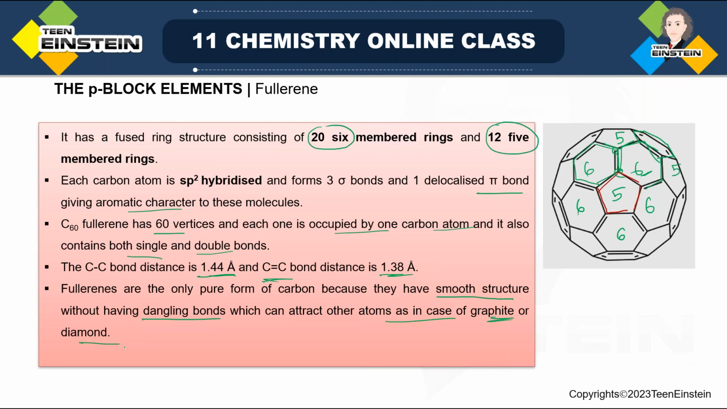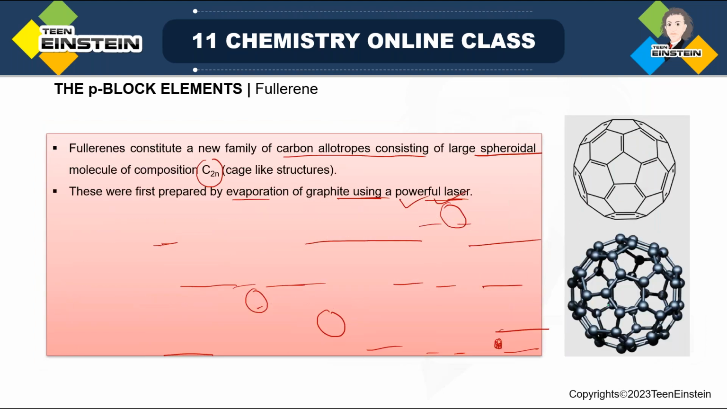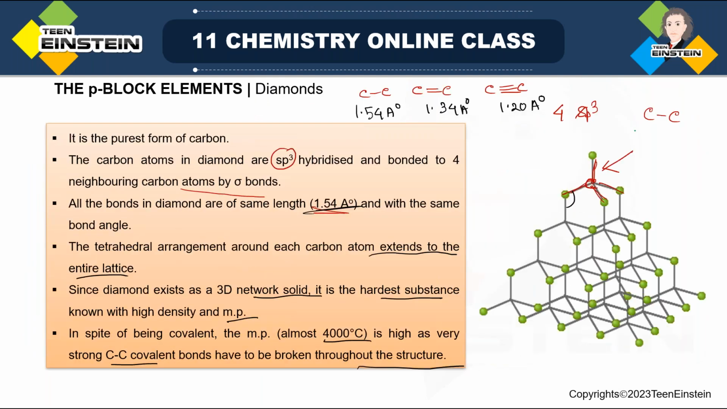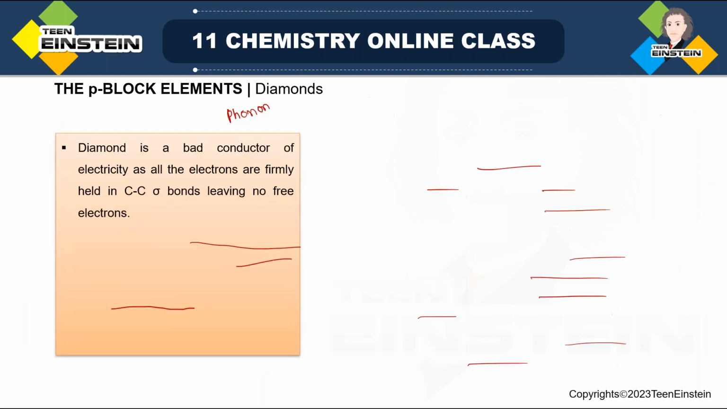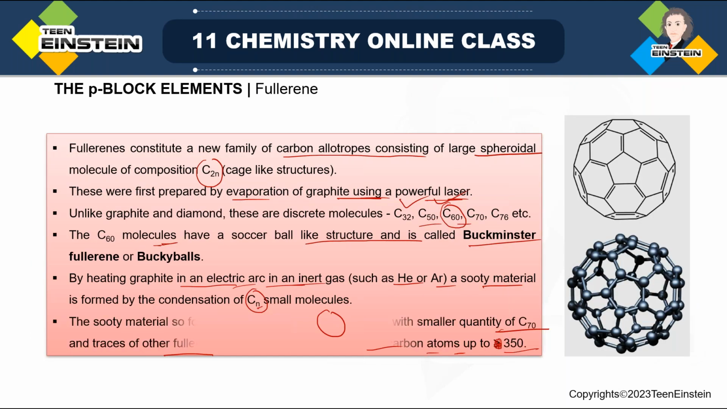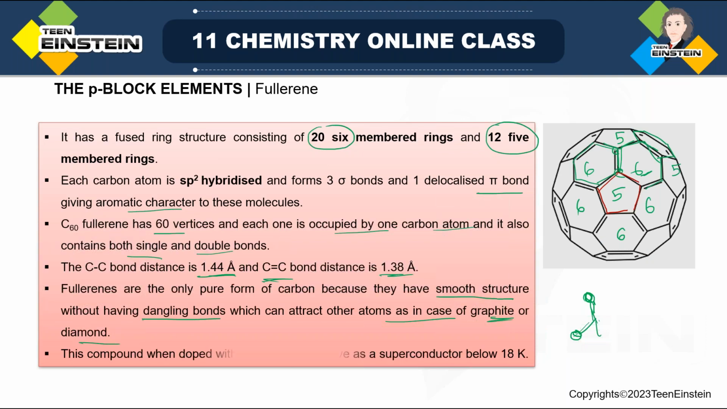And in the case of diamond, though it is a compact structure, if you remember the structure of diamond, just look at the corner position that I'm talking about. There you can find some dangling bonds, so it can again react with some other atoms. This type of tendency is not present in fullerene, and that is the difference from graphite or diamond. So that is mentioned here.